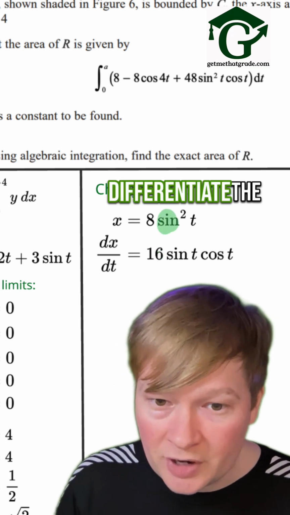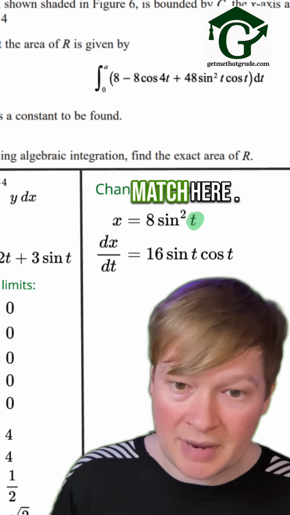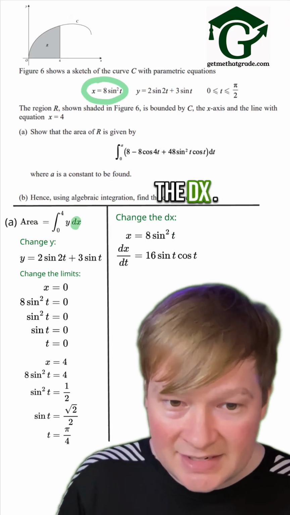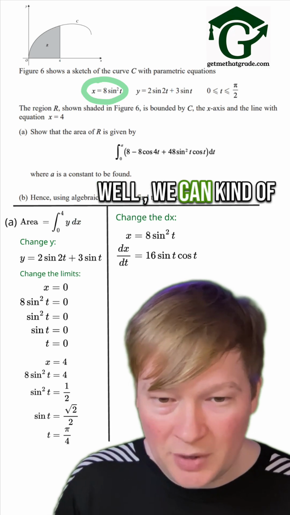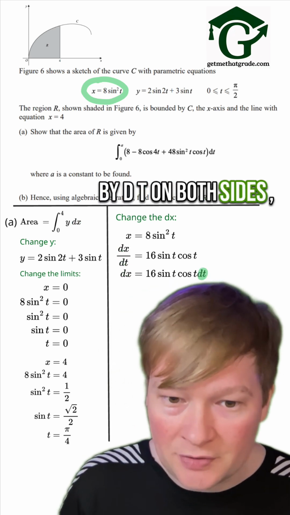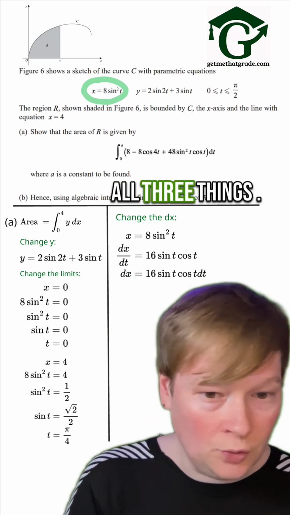And we also differentiate the sine. That gives us cosine. Cosine of what? Well, it's got to match here. It will be cosine of t. So I want to replace the dx. How do I do that? Well, we can kind of think of this informally as a fraction, multiply by dt on both sides, and we get this for dx.